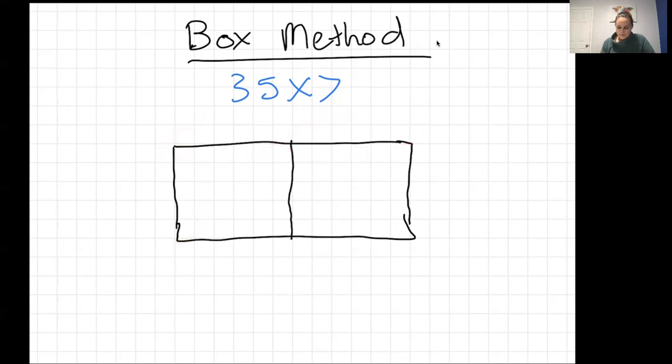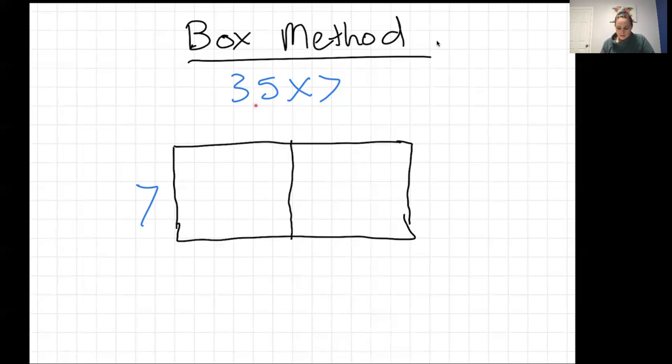So if I look at my number, which one do you think I'm going to pull apart, or which one do you think I'm going to use for my single digit? 7, correct. That one's going to go right here, okay? And now, just like with distributive property, I'm going to pull apart my 35 to make it easier for me to count and to do my multiplication.